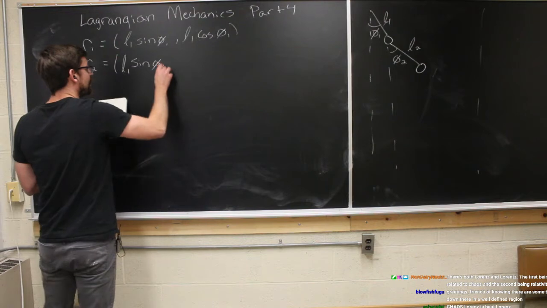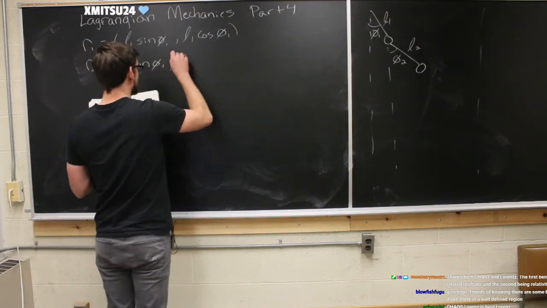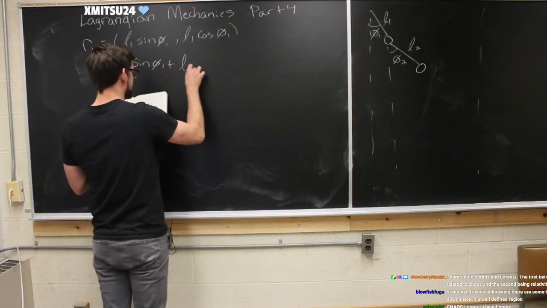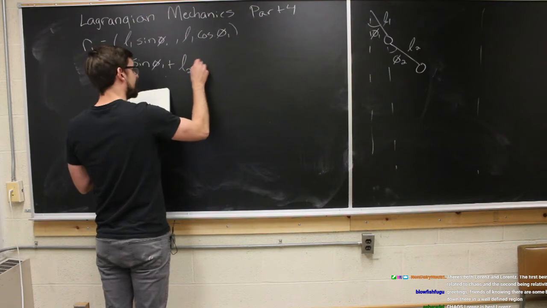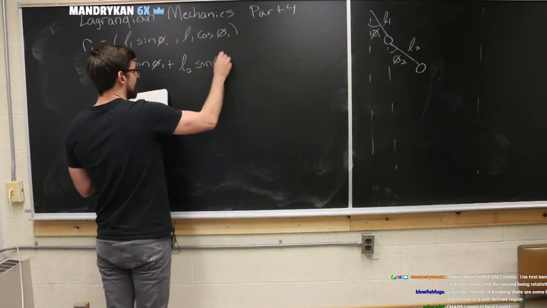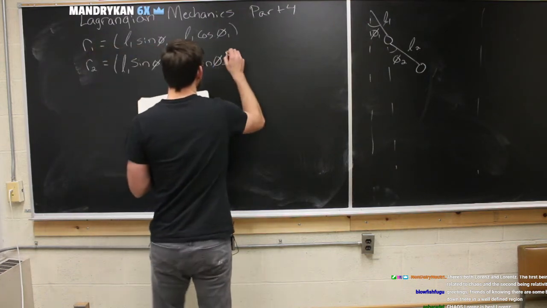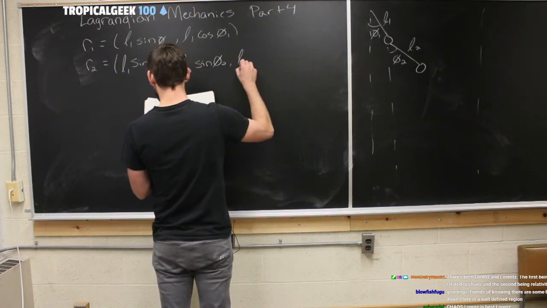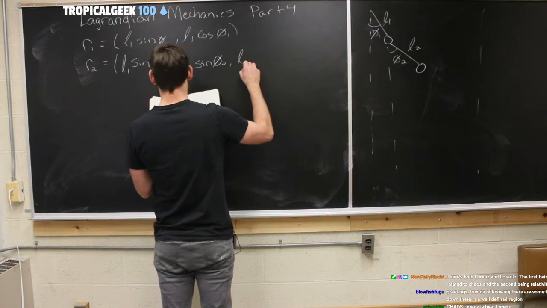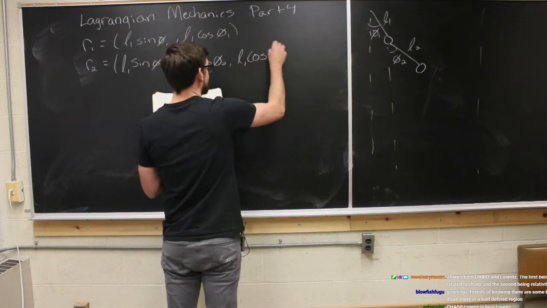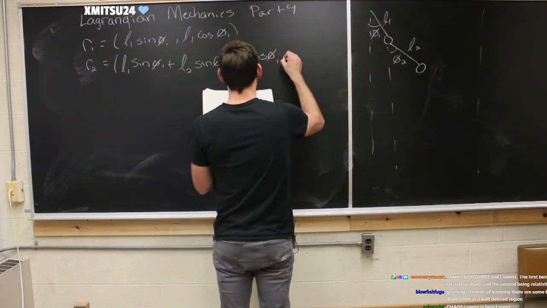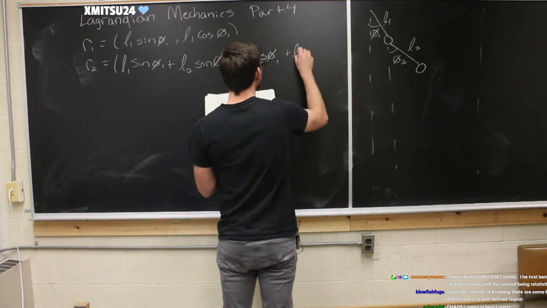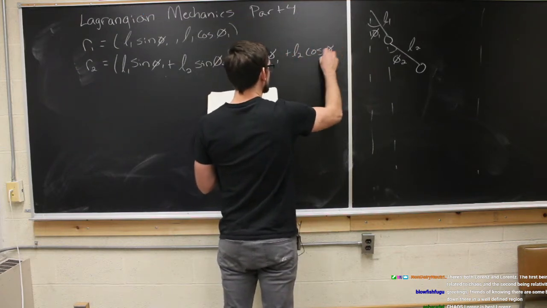L1 sine phi 1, plus L2 sine phi 2. This is not the actual displacement function, but just the variables of that function. L1 cosine phi 1 plus L2 cosine phi 2.